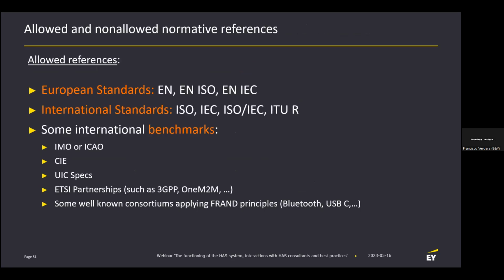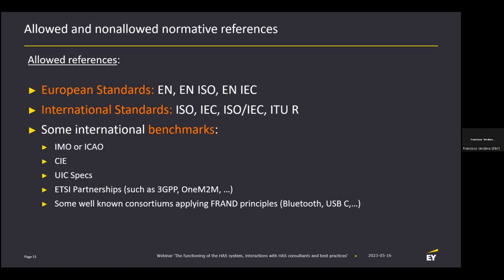We also have examples here of allowed and non-allowed normative references. Allowed references are clearly a reference to a European standard, which means EN, EN-ISO or EN-IEC standards, and international standards in the sense of Regulation 1025: ISO, IEC, ITU, normally ITU-R. These are standards that are developed according to international standardization bodies.